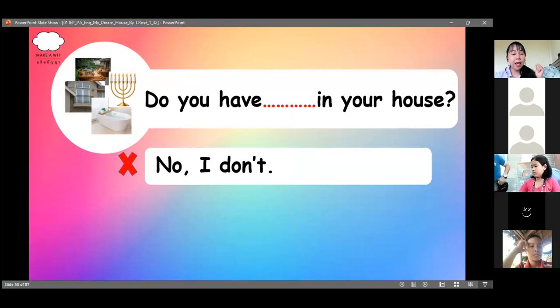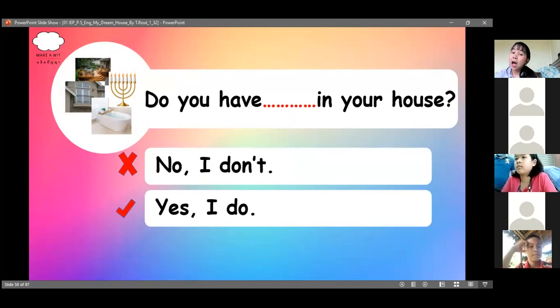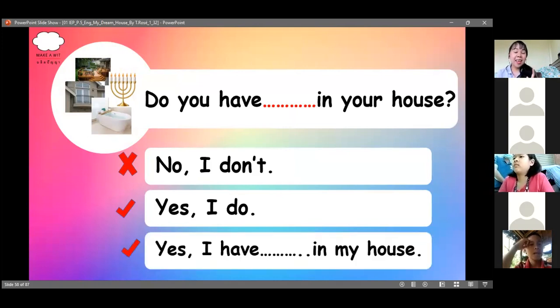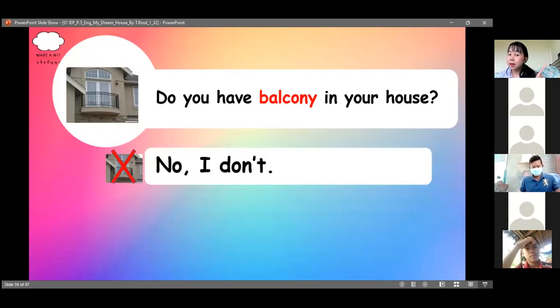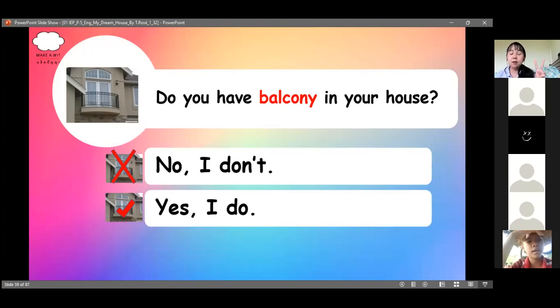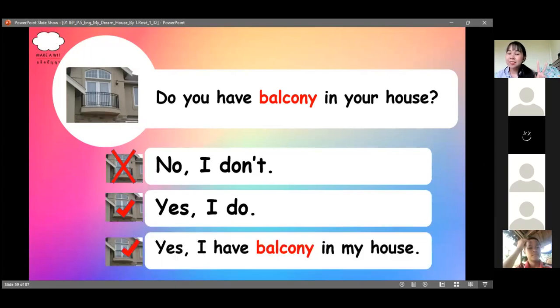Do you have dot dot dot in your house? You can answer in three ways. The first one is no, I don't. Yes, I do. And yes, I have dot dot dot in my house. Let's look at the first one. Do you have balcony in your house? The first answer is no, I don't. The second one? Yes, I do. And yes, I have balcony in my house. Good job. What is your name?